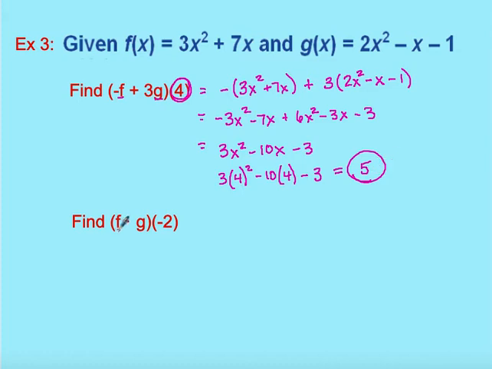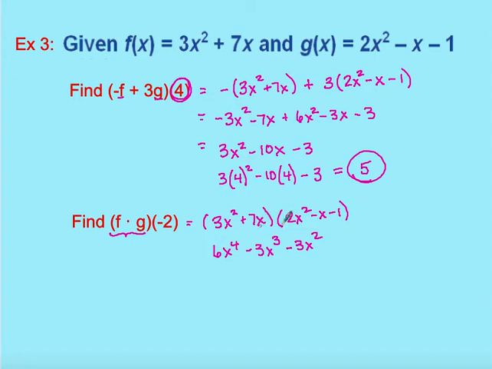All right, so my last one, I'm asking you to take f times g of negative 2. So the first thing I'm going to do is multiply these two together. So I'll take 3x squared plus 7x and multiply that times g of x, which is 2x squared minus x minus 1. So I'll do a quick distribution. So that gives me 6x to the 4th minus 3x cubed minus 3x squared.